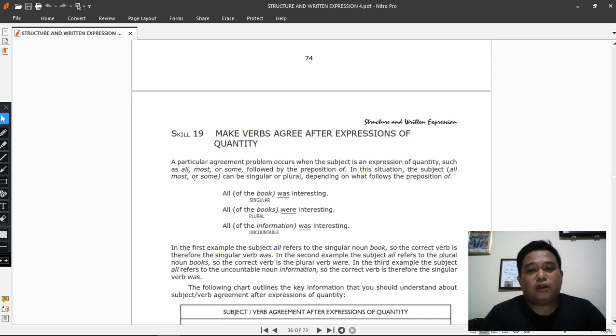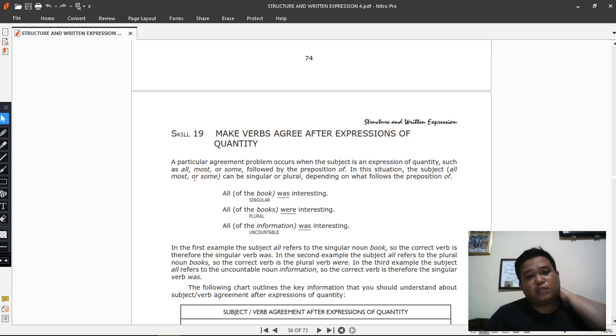After expressions of quantity. Expressions of quantity are like adverbs of quantity, of course. I believe you have already known about the adverbs. If you don't know about it, make sure you know about it firstly. You need to learn about it before you can jump to this kind of skill, okay? If you don't know about the adverb of quantity, it will be difficult for you to understand this kind of subject.